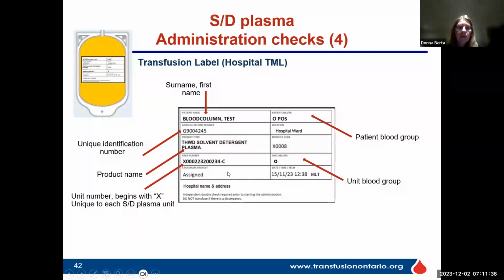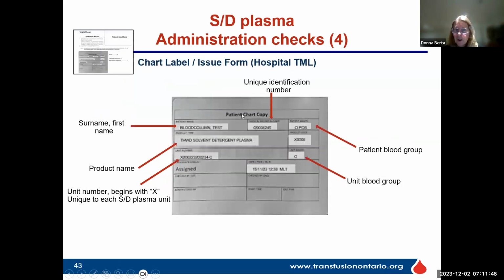And in this particular hospital, they also put an assigned time on it, and the MLT's name. So this is when they assigned it to the patient. This is the chart label from the same hospital. Again, I apologize for the less than ideal copy here. And it basically contains all of the same information that's on the blood bag. This is the form that would go on the patient's chart.